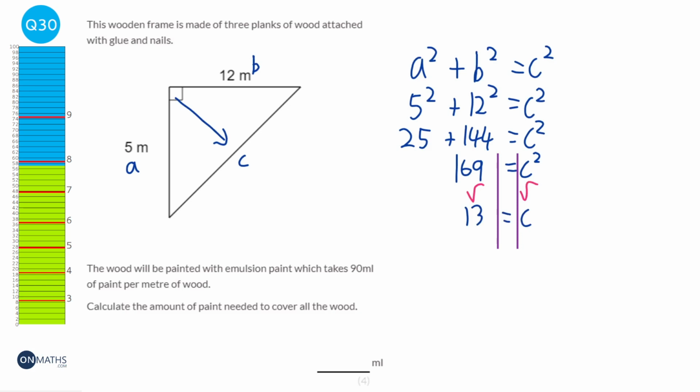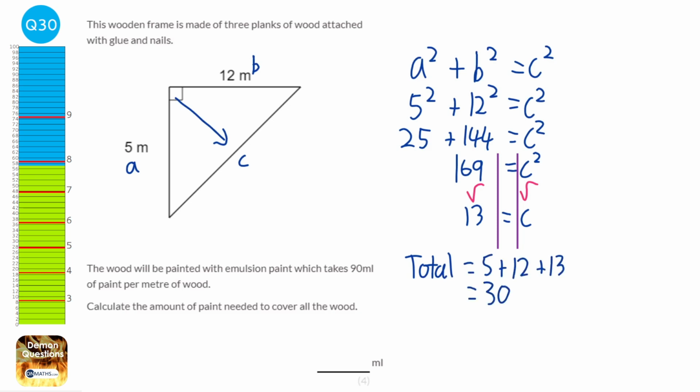So we know c is 13, so we need to know what the total length around the triangle is. So we're going to add the 5, the 12 and the 13 we've just found. When you do that you get 30. So we know there's 30 meters in total.